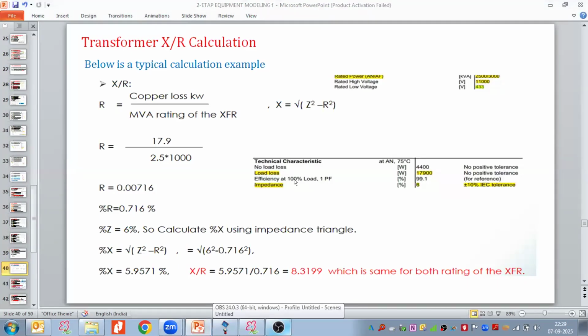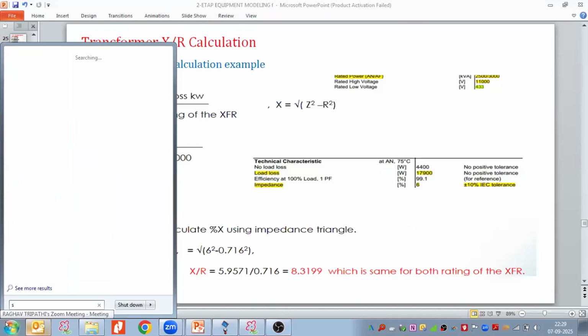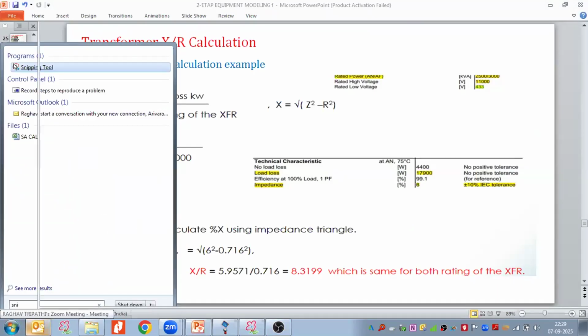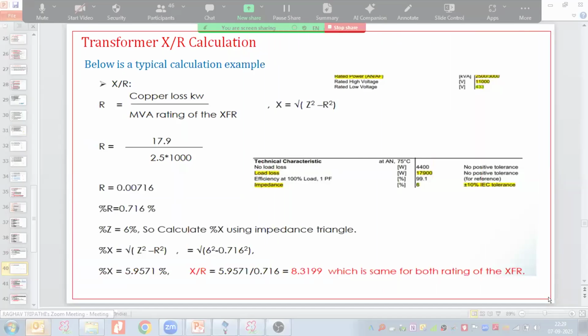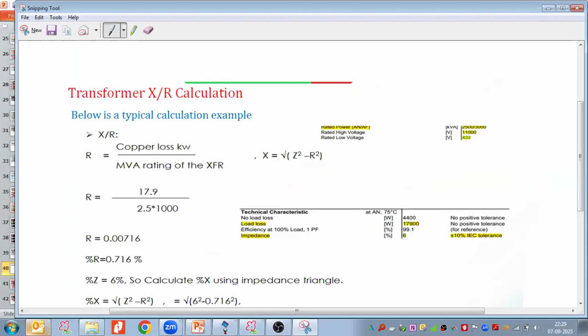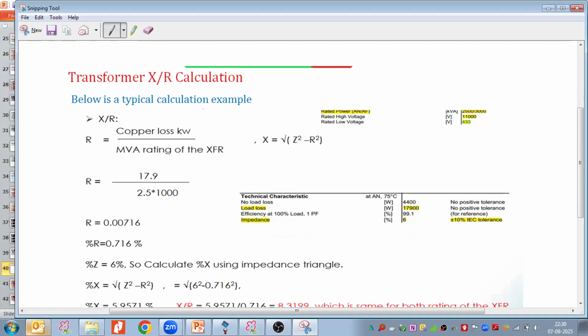So let us take one transformer, with the, let me take the snapshot of this transformer X by R ratio calculations. Usually ETAP will suggest this X by R ratio directly, but if we want, we can also calculate it, or we can see how this is calculated.